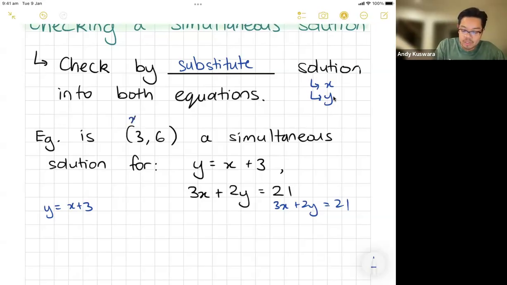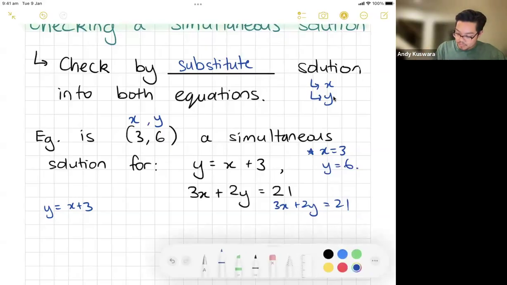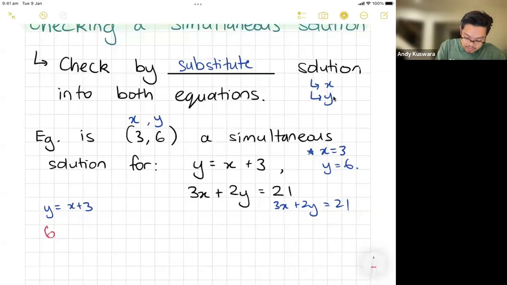Now remember, a coordinate is always x and then y. So in other words, it's saying that, and I'll write this over here, x equals 3 and y equals 6. So what does substitute mean? You're going to swap things out. So as I substitute, y is the same thing as 6. x is the same thing as 3. And then that plus 3 is just plus 3.